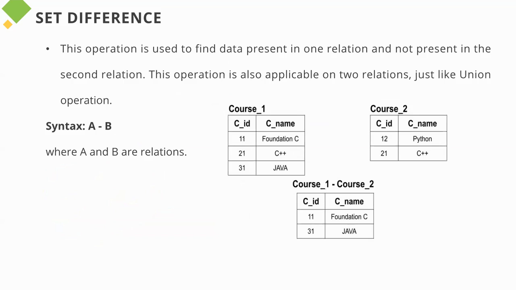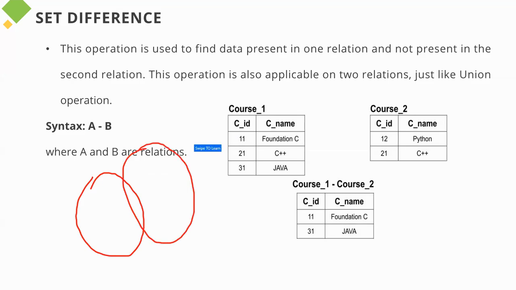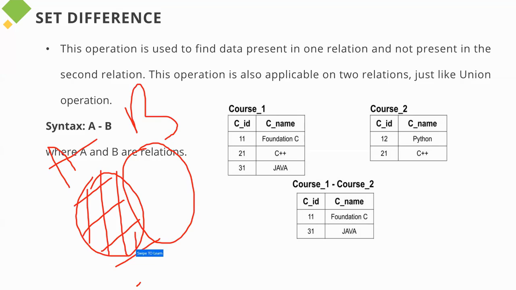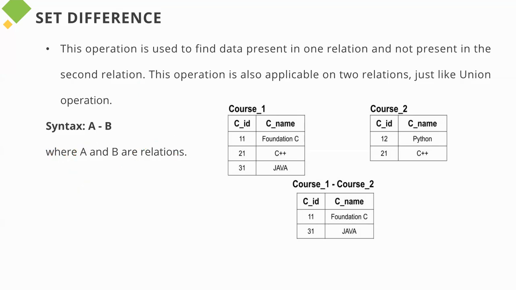And what is set difference? Operations like A union B, A minus B work the same as sets. The operation is used to find data that is present in one relation and not present in the other relation. What is A minus B? It should be present in A and it should not be present in B. If you draw A and B, the left part will be A minus B, where A and B are relations. In this course 1, course 2, I don't have 1 2.